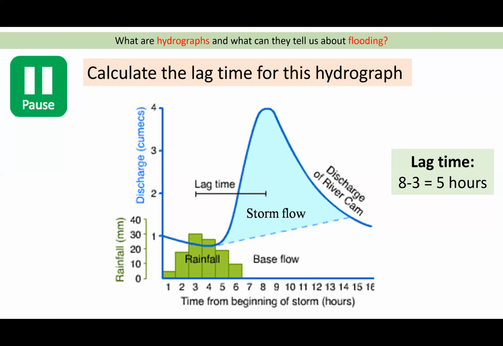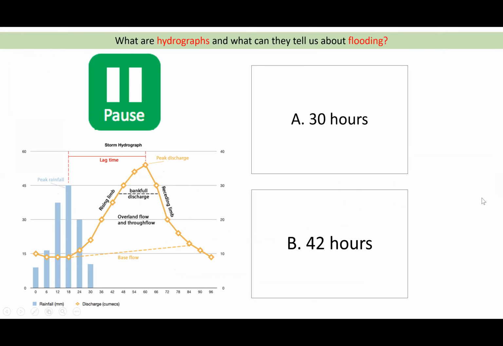So if you said it was 8.5 minus 3 and you put 5.5 hours, that would also be allowed. I now would like you to pause the video and point to the answer that shows the lag time for this hydrograph. So pause it in 3, 2, and 1. Okay, you should have got 42 hours. So here our peak discharge is at about 60 and our peak rainfall is at 18. So 60 minus 18 is 42 hours. It's not 30 hours because 30 would have been 60 minus 30. And remember, it's not the end of the rainfall event, it's the peak rainfall for the lag time. So peak discharge minus peak rainfall.